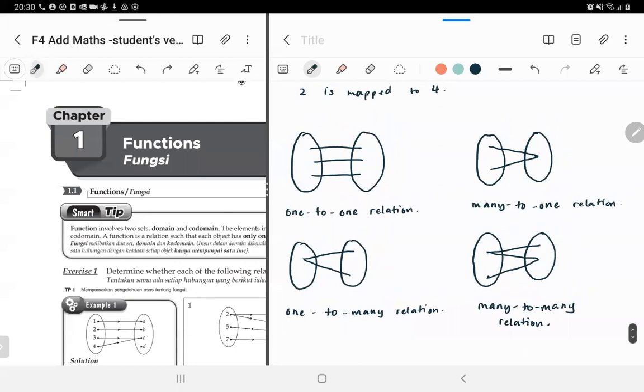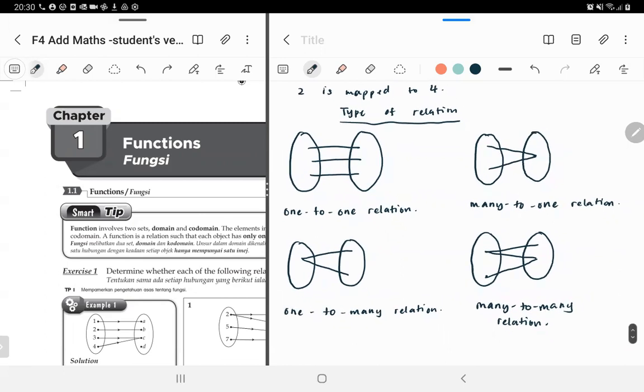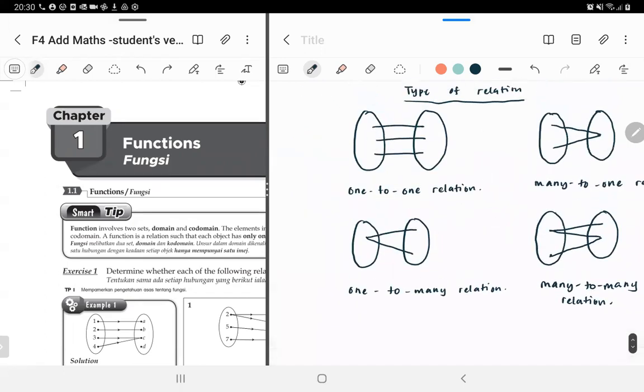Okay, so there are 4 types of relation here. This is the type of relation between the object and the image. Okay, can you write down this one somewhere in your notebook first?